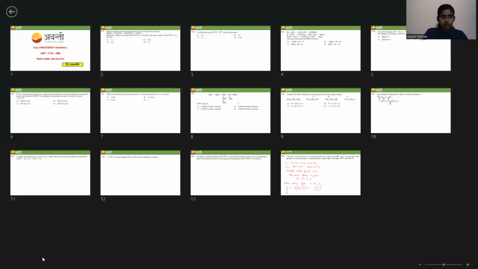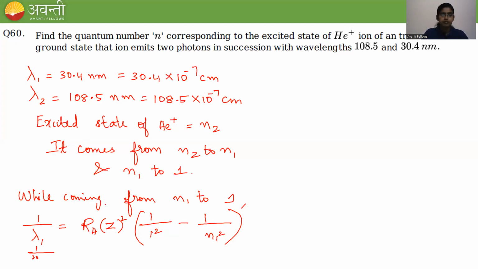Okay, now if I solve this, 1 by lambda 1 is equal to 1 by 30.4 into 10 power minus 7. It is equal to the Rydberg constant value, 109,678, into the atomic number of helium, which is 2, right? So 2 square into 1 by 1 square minus 1 by n1 square.